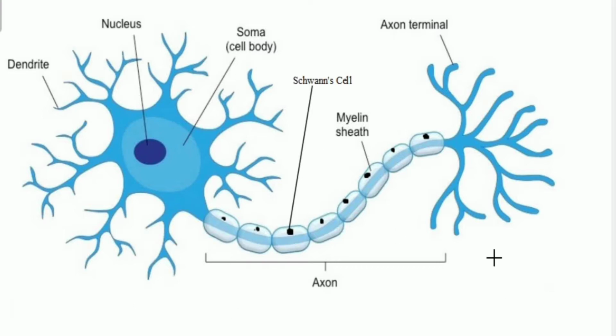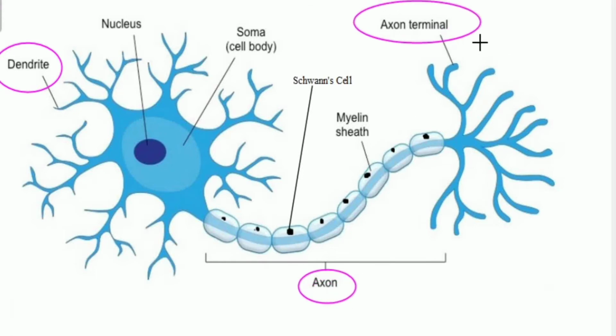If you observe the structure, the first part is the dendrite, then we have the second part, called the axon, and lastly the nerve ending, also called the axon terminal. Basically, messages are transferred from the dendrite to the axon terminal.